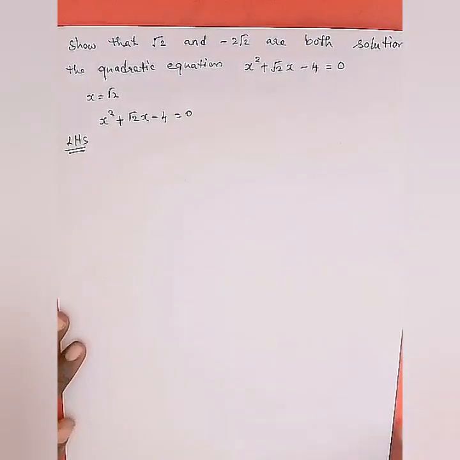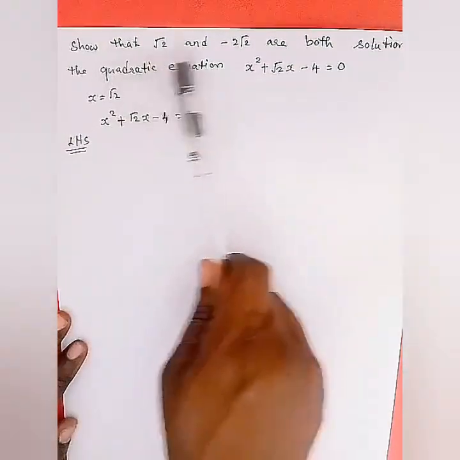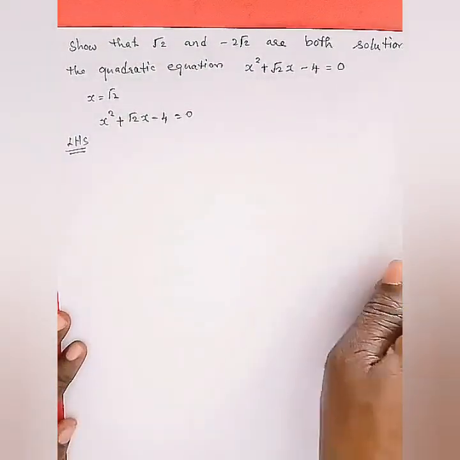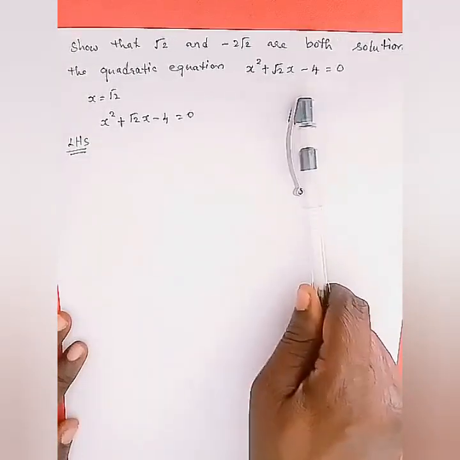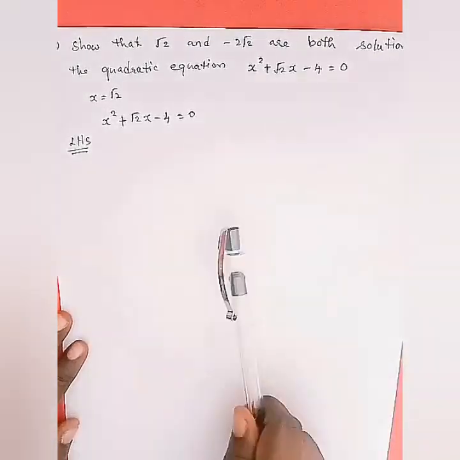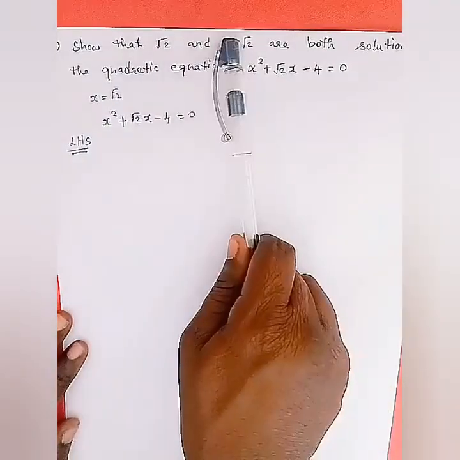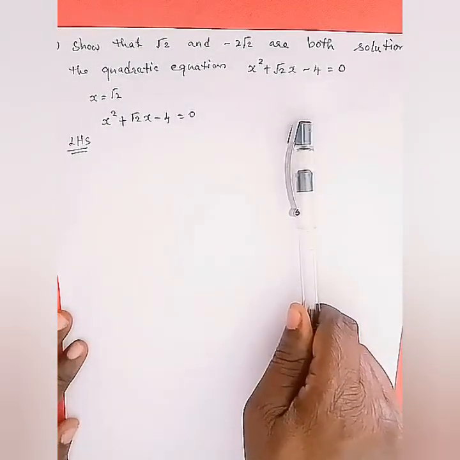We will go with the second problem now. Show that root 2 and minus 2 root 2 are both solutions of the quadratic equation x square plus root 2x minus 4 equal to 0. Now we want to prove these two values are the solutions of this. So how to check it?